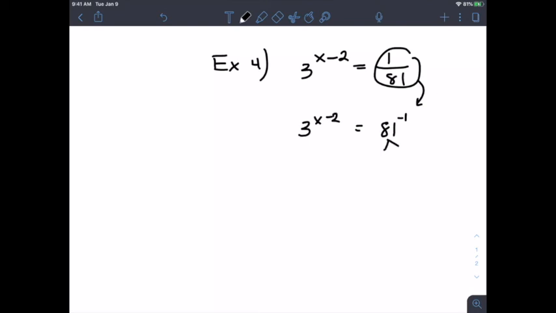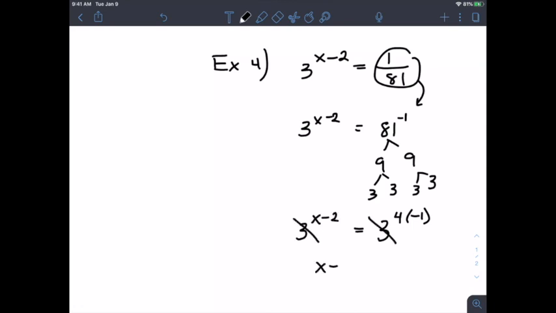I'm going to break down that 81. 9 and 9. Each of those 9s will break down into 3 and 3, 3 and 3. So I can say 3 to the power of 4 times that negative 1 on the right side. On the left side stays the same, 3 to the power of x minus 2. Drop my bases. X minus 2 is equal to negative 4. Add the 2 to both sides. Those cancel. X is equal to negative 2.